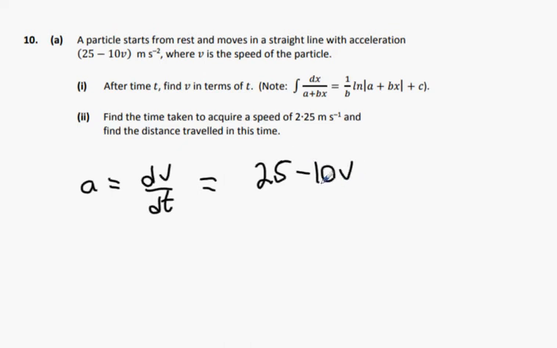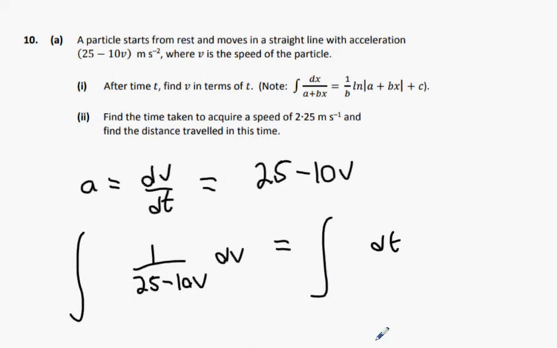Next thing we're going to do is move everything around, so we get 1 over 25 minus 10v dv equals dt. Now we're going to think of some limits for ourselves. It starts from rest, so when t is 0, v is 0, and the upper limits are v and t.